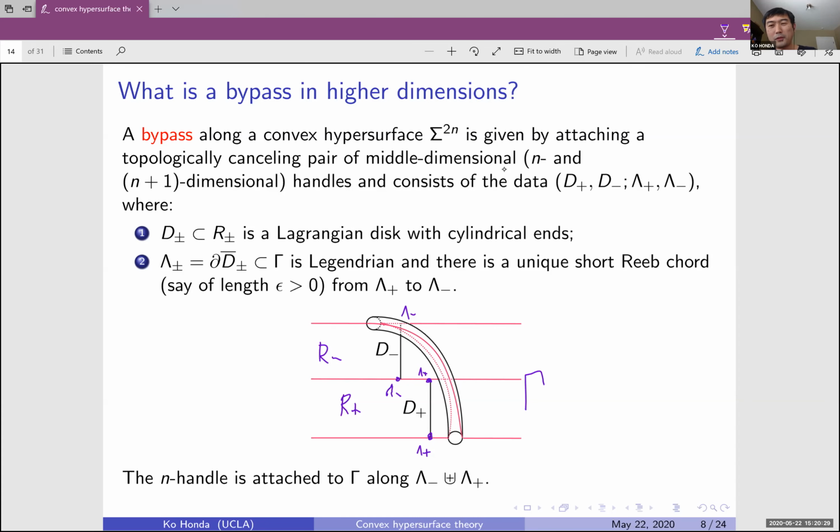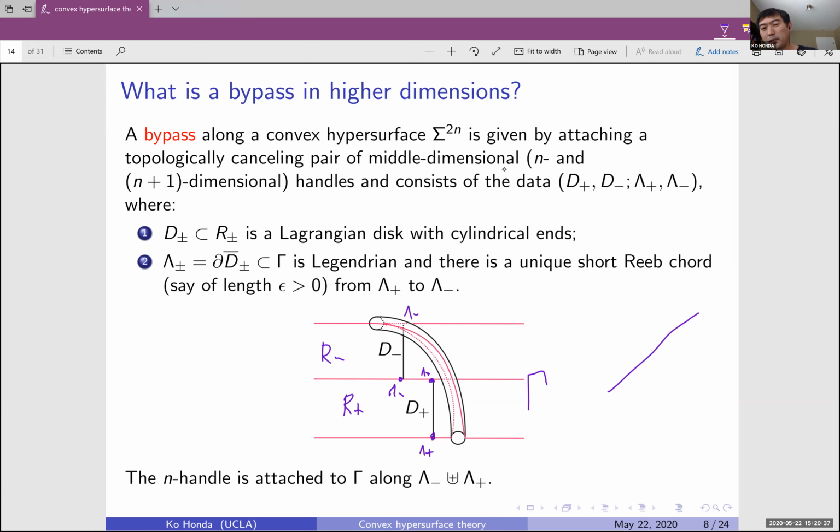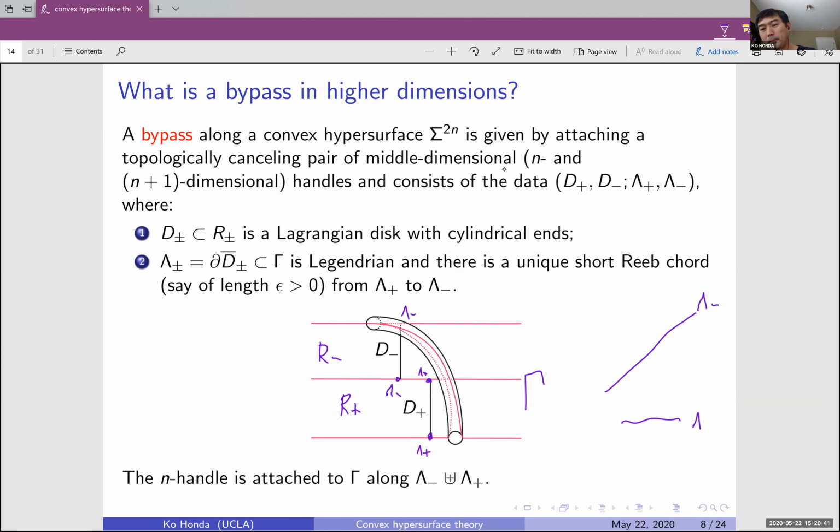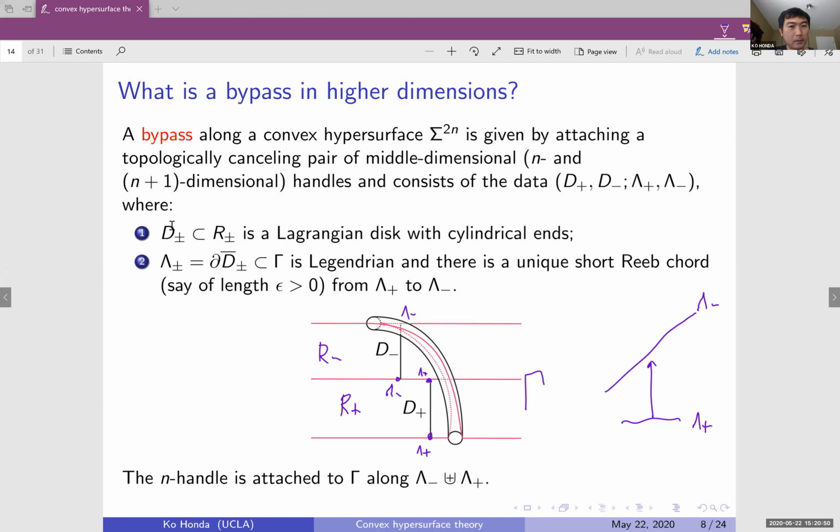Let's now draw what's happening inside the dividing set. Inside the dividing set, let's pretend there's lambda minus and lambda plus. Let me disable the touch screen. Okay. And I'm assuming there's some short Reeb chord C. This is roughly the data that you have. You're attaching an n handle and the canceling n plus one handle. The n handle is attached along some sort of Legendrian sum of the two things.